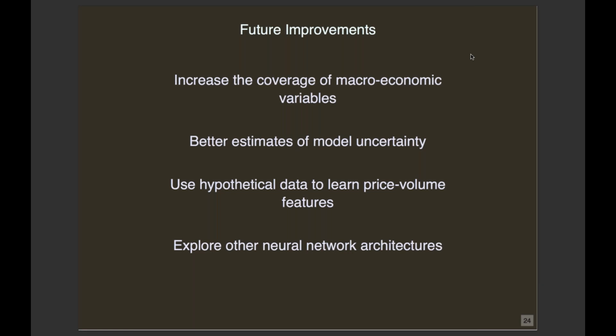Use of hypothetical data to learn price volume features. Now, it is very hard for us to generate artificial or synthetic macro data. But for the price volume features, we have evidence that using high frequency data could be very useful to learn meaningful price volume features that can be used in out-of-sample data. The other clear improvement could be to explore other neural network architectures for doing this asset allocation.